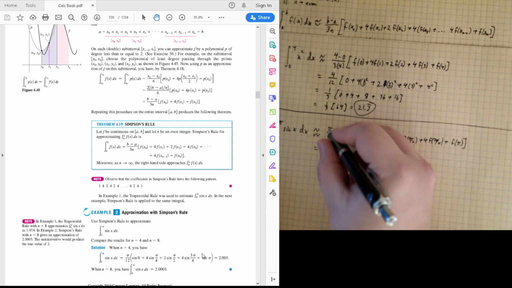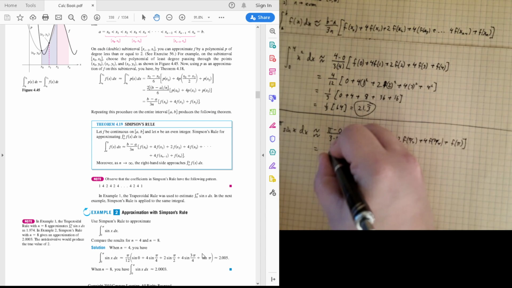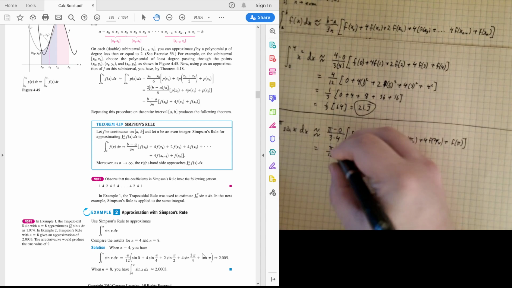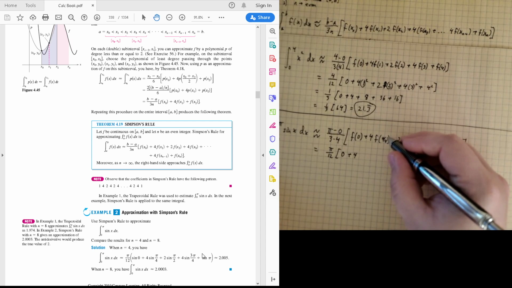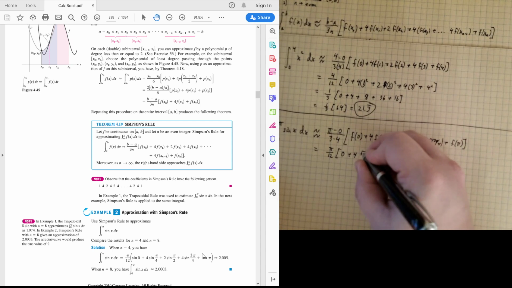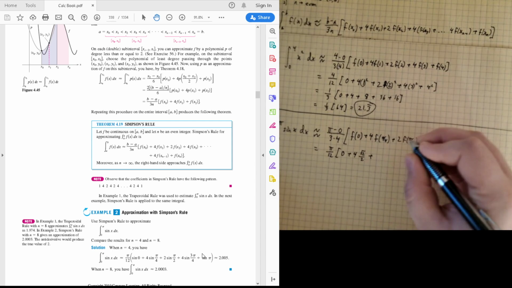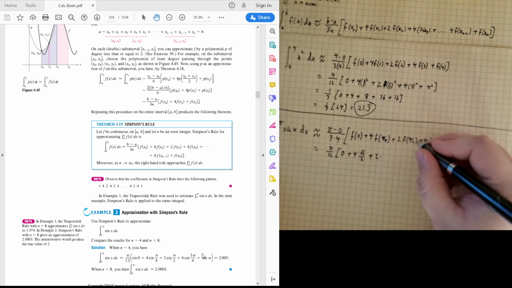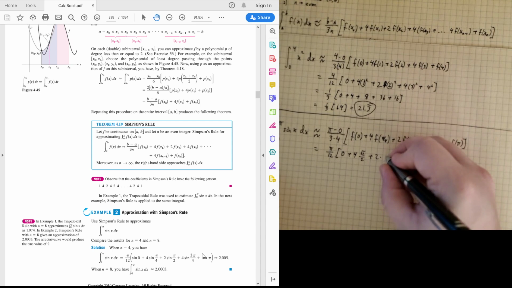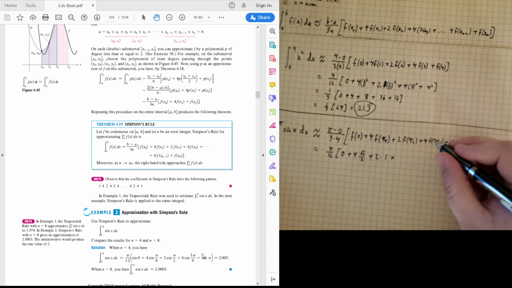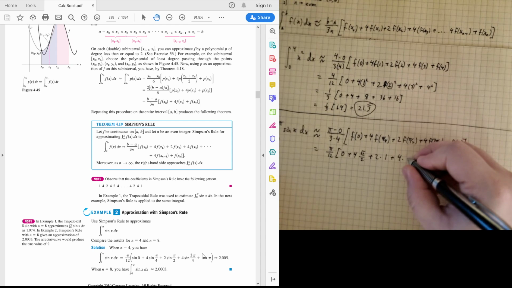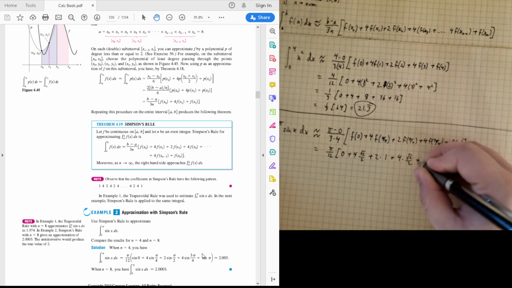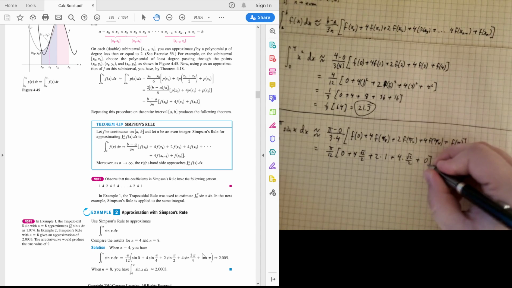So let's find out. Pi minus 0 is pi. 3 times 4 is 12. f of 0 is 0, because sine of 0 is 0. Plus 4 times f of pi over 4. Sine of pi over 4 is square root 2 over 2. Plus 2 times f of pi over 2. Sine of pi over 2 is 1. Plus 4 times f of 3 pi over 4, which is square root 2 over 2 again. Plus f of pi, which is 0.